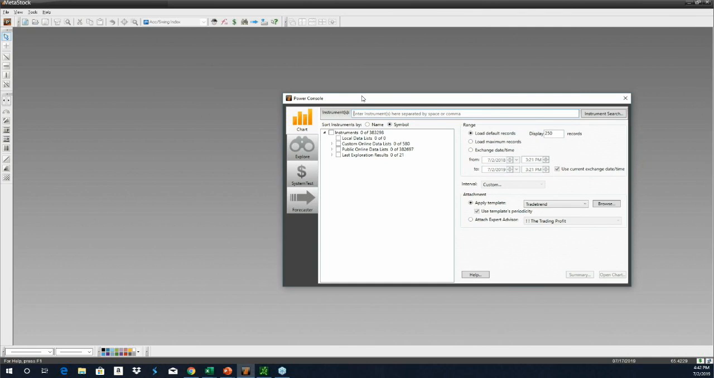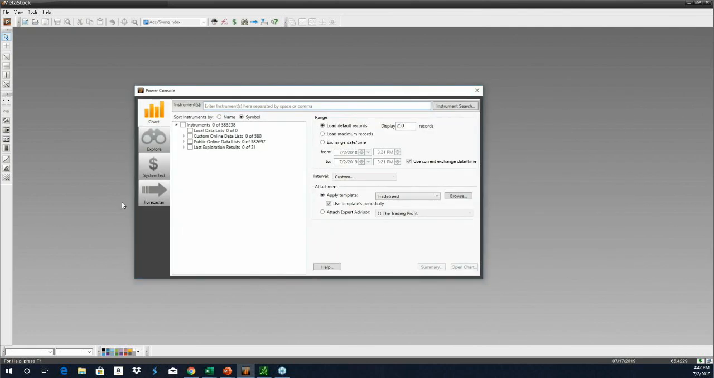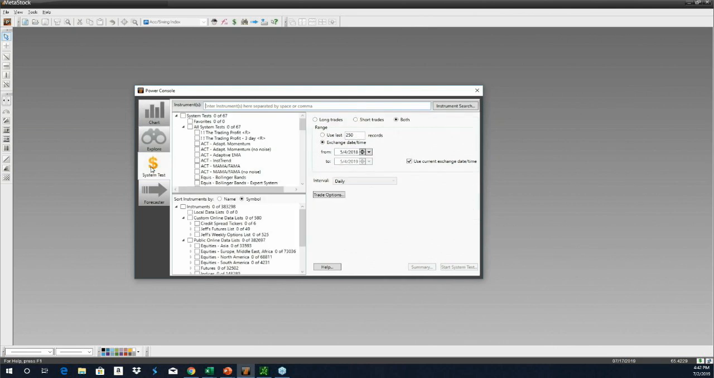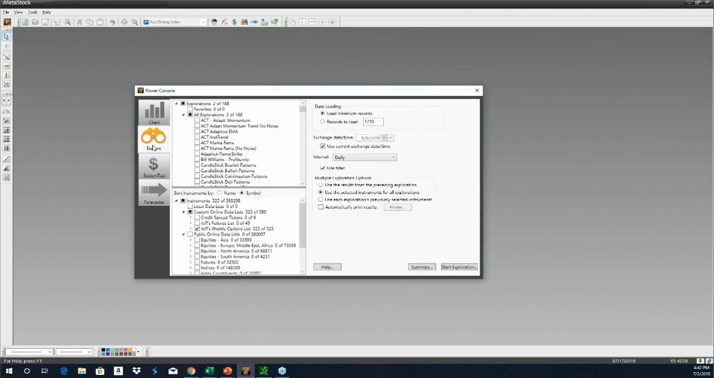And I know we had a question from one of our attendees in terms of screening for certain types of securities. I'm going to run through a screen just to kind of show you how it works using the screener that I use to find options opportunities. And so again, we just simply click the P in the upper left corner to pull up our Power Console, and we select Explore. System test allows us to back test.